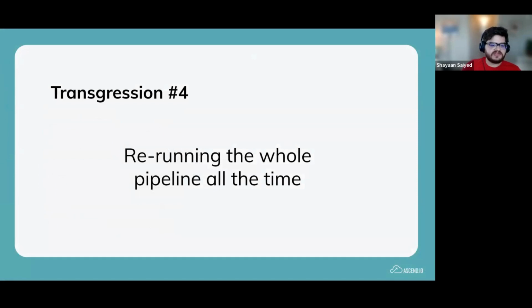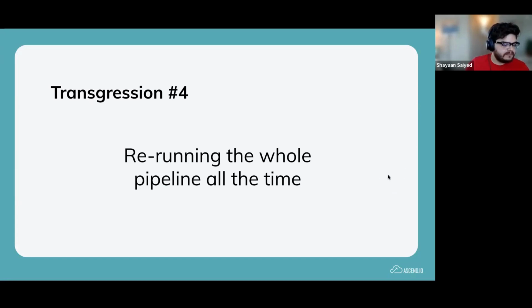So the fourth transgression is rerunning your entire pipeline all the time from start to finish. Now, you may be wondering why that might be a problem, because don't we want our pipelines to start at ingest, go through their transformations, and then deliver the data? Well, in most cases, yes. But the real question is, how do we want our pipelines to react when something breaks in the middle of our pipelines? Or how do we want our pipelines to react when we make changes to them?